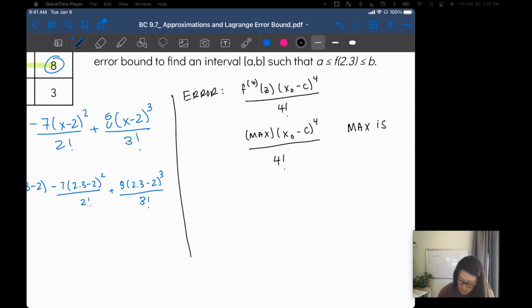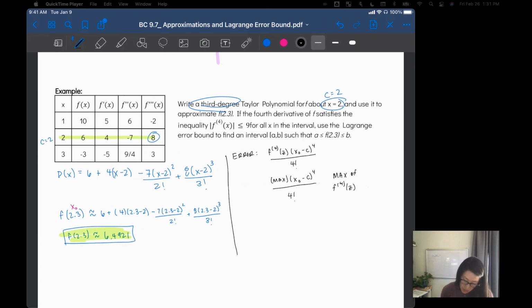Okay, so the max value, the max is the highest value. We want the max value of the fourth derivative. So I'm going to look at my table first, with the first derivative, second derivative, third derivative, fourth derivative. Well, whoa, there is no information about the fourth derivative. So then I'm going to go back and read the problem, because usually they sneak in a piece of information that I absolutely have to use for this, okay?